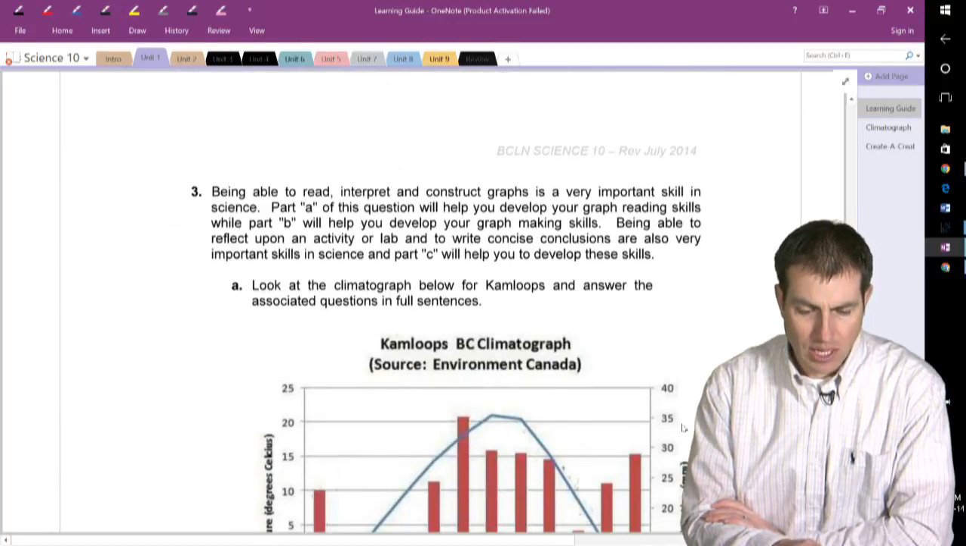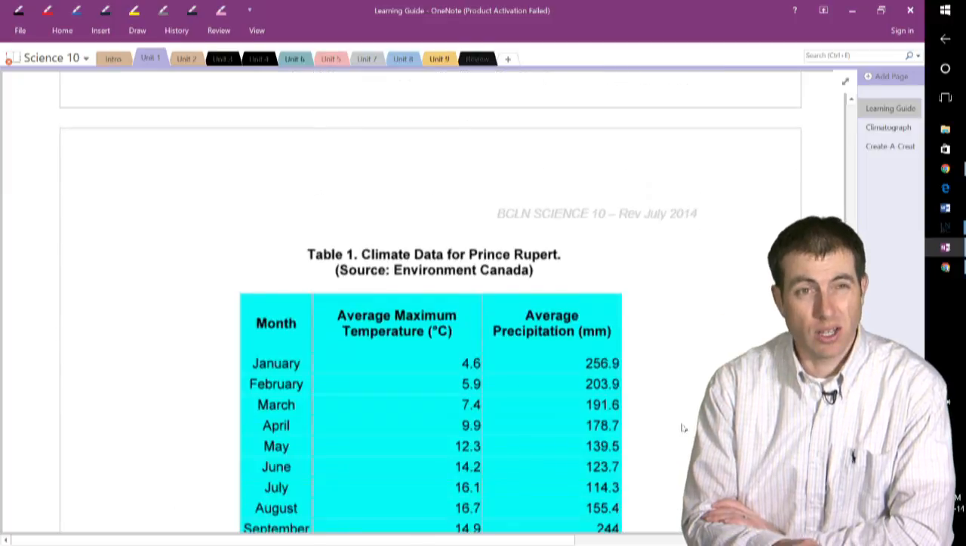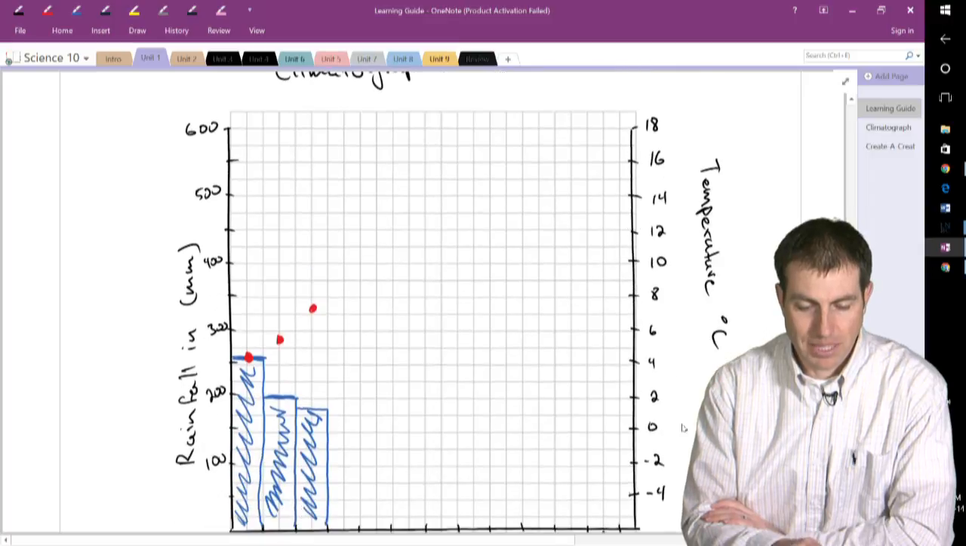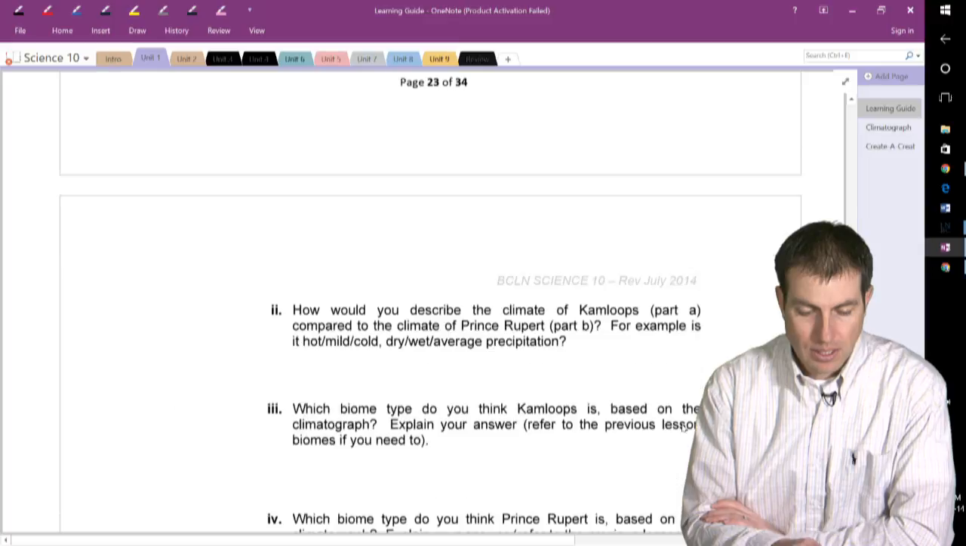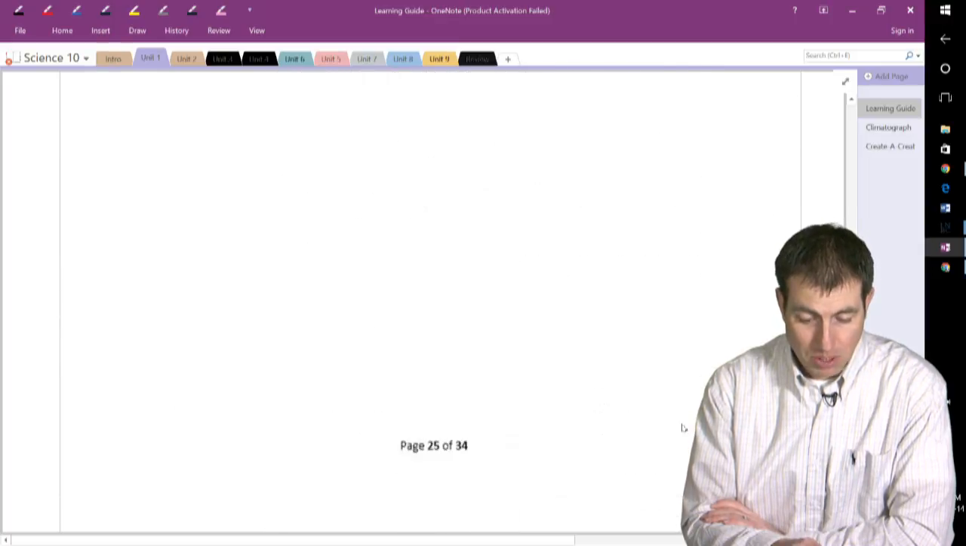And then this climatograph stuff is in there. And then where it asks you to actually draw a climatograph, I made that a separate assignment on its own. There's my climatograph. Beautiful, absolutely beautiful. And then there's some questions there. And then there was a table, I believe.